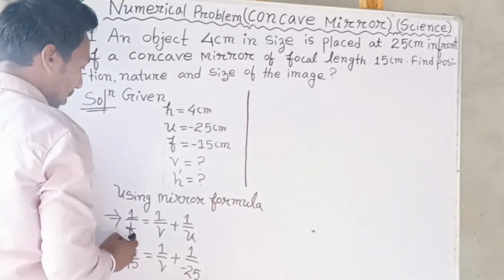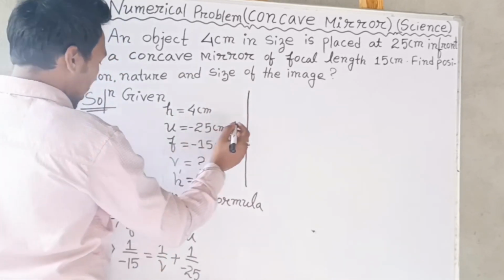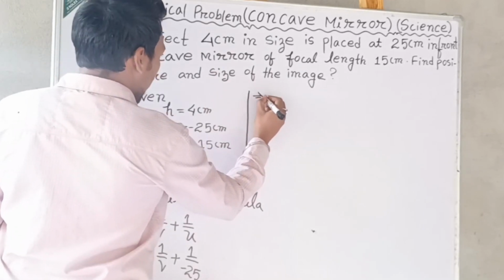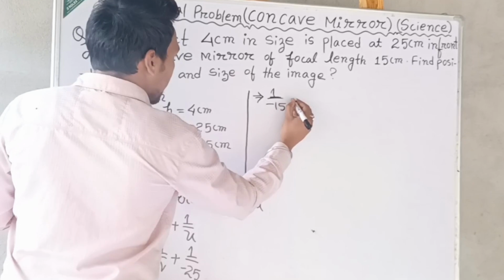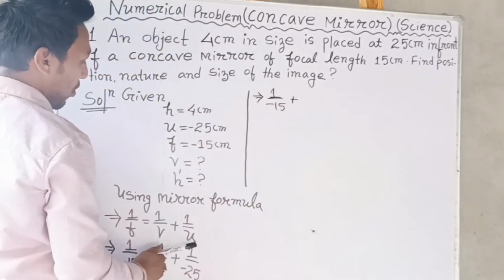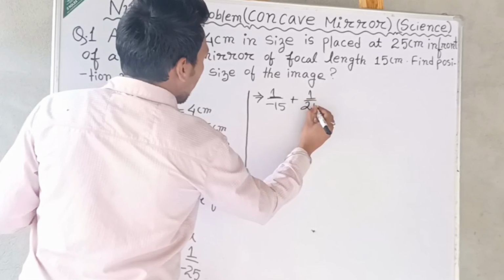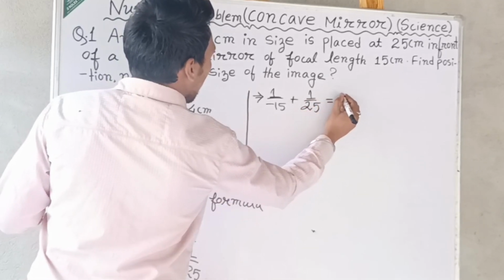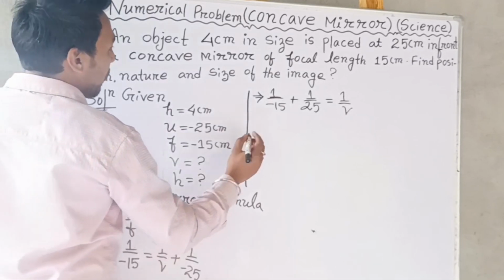So in the next step, I'll bring this 1 by minus 25 to the left hand side. And if I bring 1 by minus 25 to the left hand side, then this minus will change into plus. So minus 1 by 25 will change into plus 1 by 25 equal to 1 by v. Means this v, 1 by v.